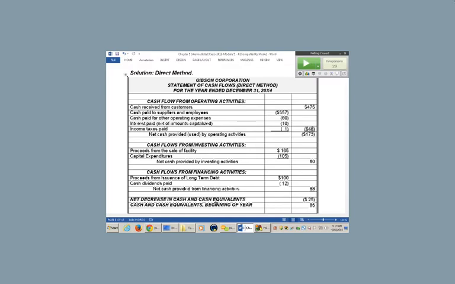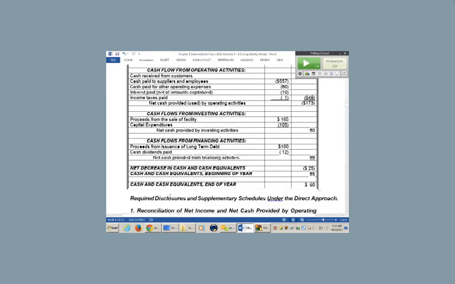The change in cash, negative 25. And of course, you reconcile back to the ending cash flow. You have to have that reconciliation. The ending cash balance, rather, is 60. So that reconciliation is part of the cash flow statement.